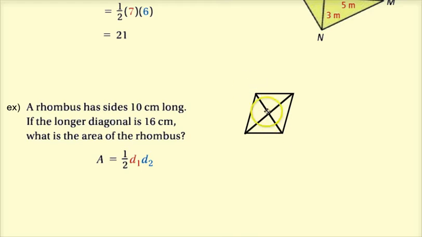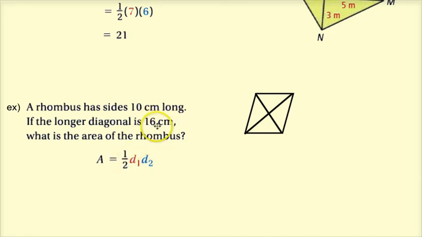Remember what I said, if you're missing a diagonal, this is a right triangle right in here. So you can always use the Pythagorean theorem. This will be the missing diagonal right here, half of it. So we're going to call this x. x squared plus 8 squared equals 10 squared. Okay, and once you find this little section, I'm going to have to double it to find the whole diagonal, and then I'm just going to multiply half of diagonal 1 times diagonal 2.